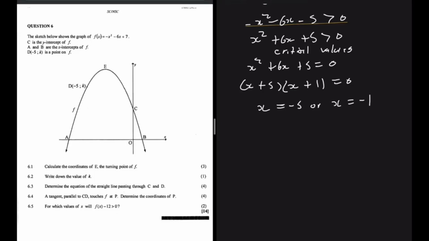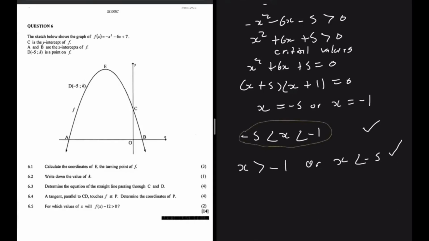So this is where it gets interesting. We have two possible answers, right? One of the possible answers is minus 5 less than x less than minus 1. And the other possible answer is x being greater than minus 1, or x being less than minus 5. So these are our two possible scenarios. This is how I advise people to do it, right? We come to the first possible scenario, which says that x is between minus 5 and minus 1, right?